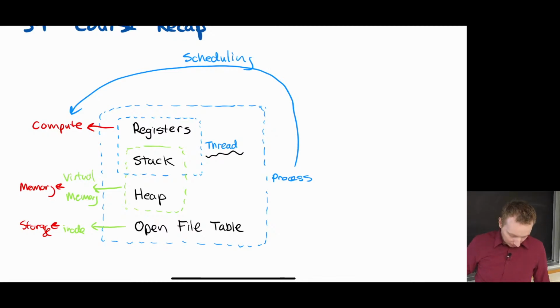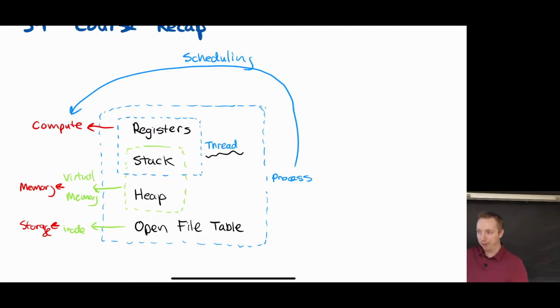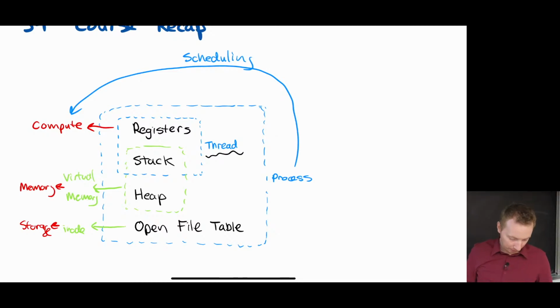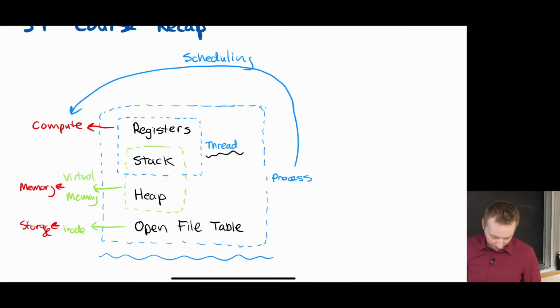And then other things in your process is the open file table. And one of those things could reference an inode, which is how you access the hardware storage through the kernel. And all of those are in a process. So this big thing is our process.